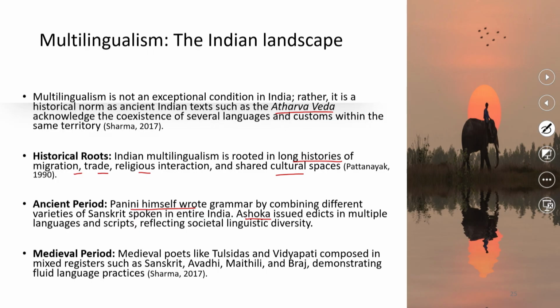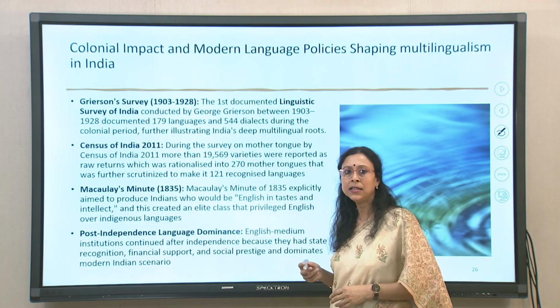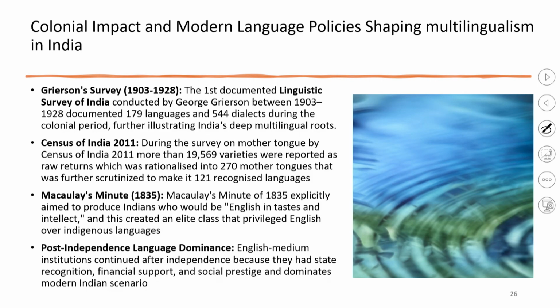In the medieval period, we have records of poets like Tulsidas and Vidyapati who composed their poems in mixed registers using Sanskrit, Avadhi, Maithili and Braj. So, this is a continuous tradition of multilingualism in India. And then in modern times, the impact of colonialism and the resultant language policies also had a role in shaping multilingualism in India. So, all of these data points tell us that a large number of languages are used across the entire Indian territory.